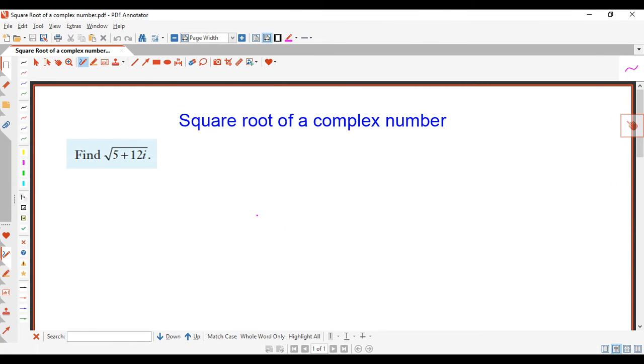Okay, guys, we're going to be looking at finding the square root of a complex number. So here's our first question: find the square root of 5 plus 12i.